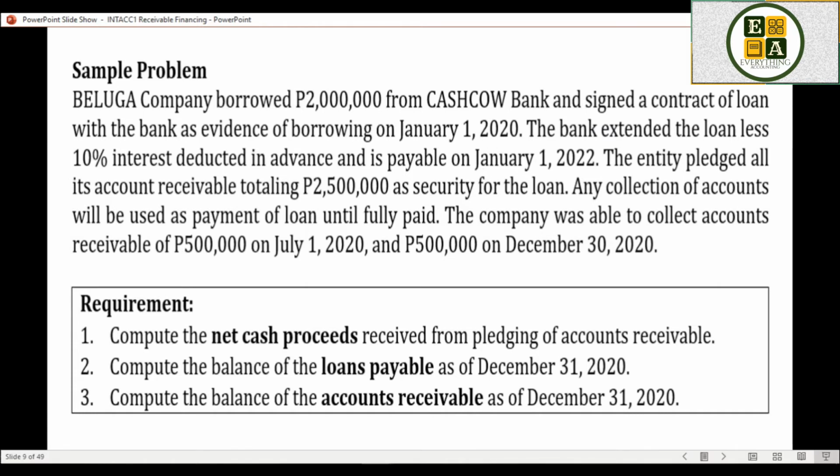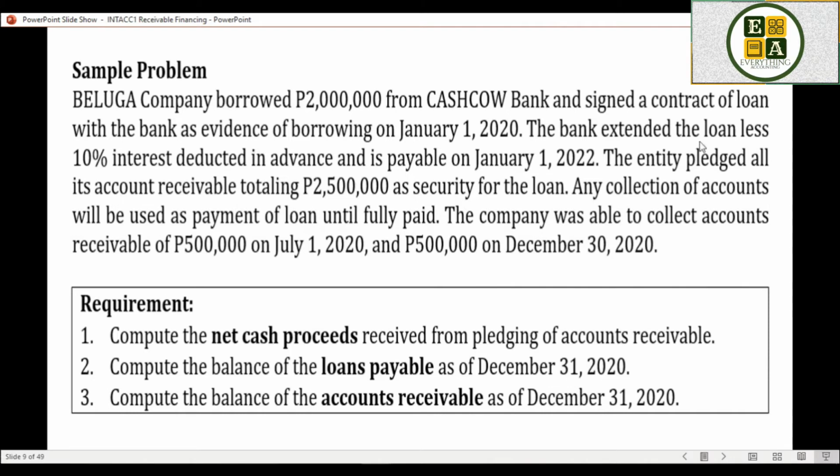The loan was perfected by extending the amount of loan after deducting 10% interest. And the loan is payable on January 1, 2022. So approximately 2 years yung life ng loan.